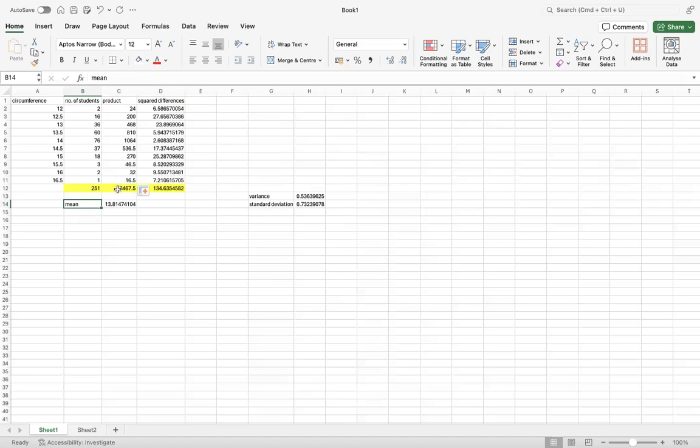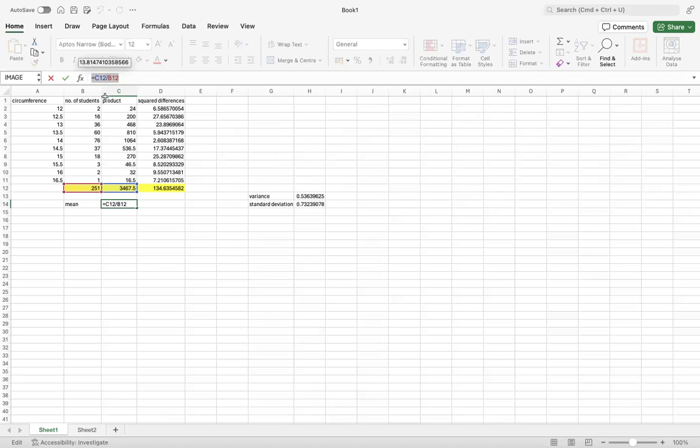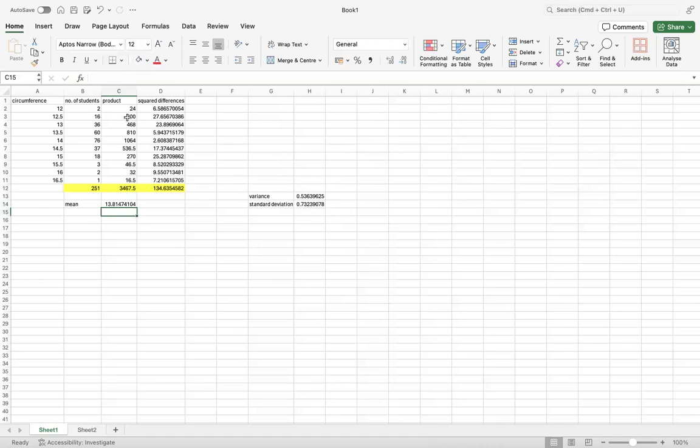How do you do the average? Total summation of the products divided by the number of students, where it is C12 divided by B12. That will be your mean, isn't it? Do you see that? C12 divided by B12 will give you the mean. What is the formula? Sum of the product divided by total number of students. When you do that, automatically you will see the mean. Press enter. What is the mean? 13.81, isn't it?